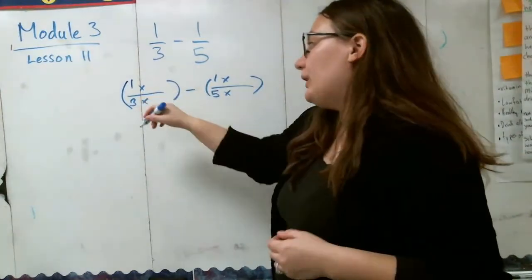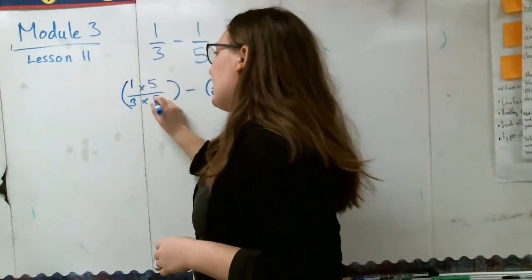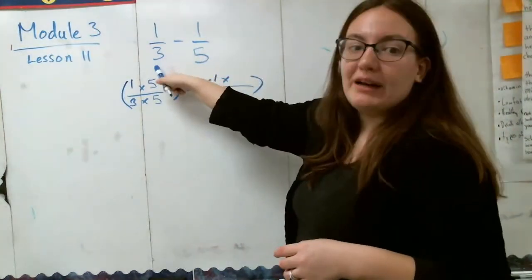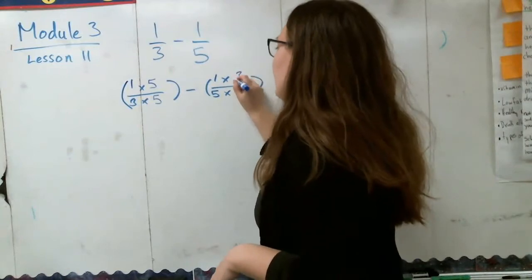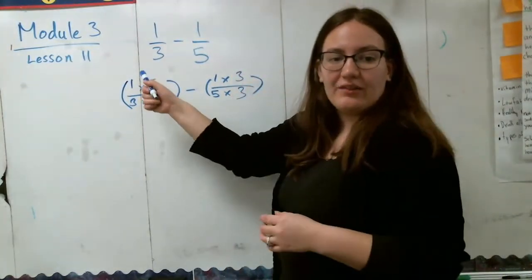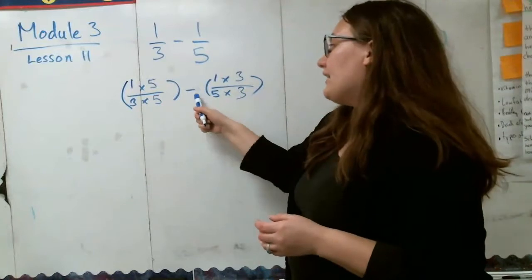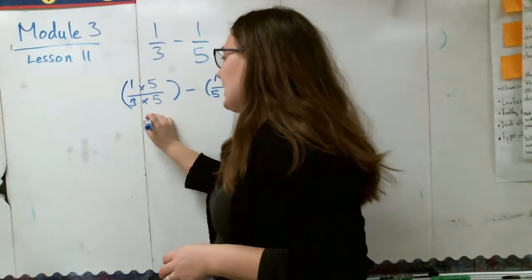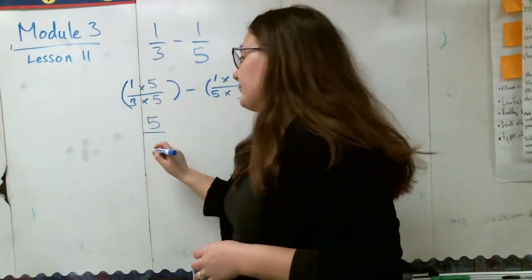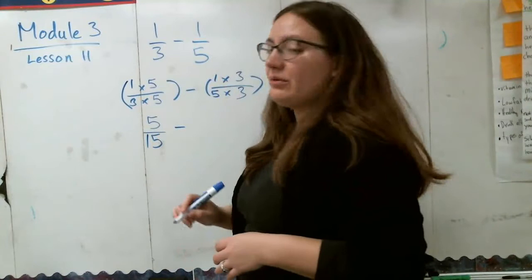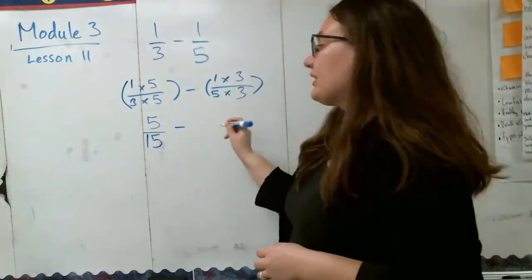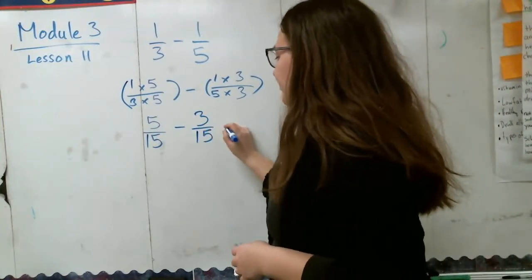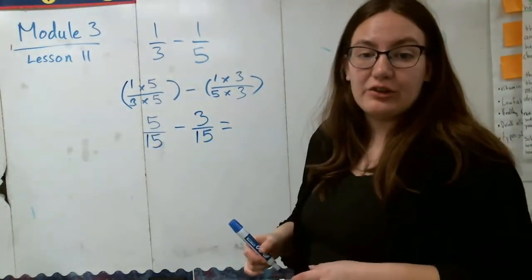So I have 1/3, and I'm going to be multiplying that up by 5 since that's the number on the other side. And then I'm going to take 1/5, I'm going to multiply it by 3 since that's the denominator on that side. Then I now have 1/3 times 5/5 minus 1/5 times 3/3. Now what I'm going to do is I'm going to do 1 times 5, which gives me 5, and 3 times 5, which is 15. I will then subtract, and I'll do 1 times 3, which gives me 3, and 5 times 3, which is 15. I now have 5/15 minus 3/15.